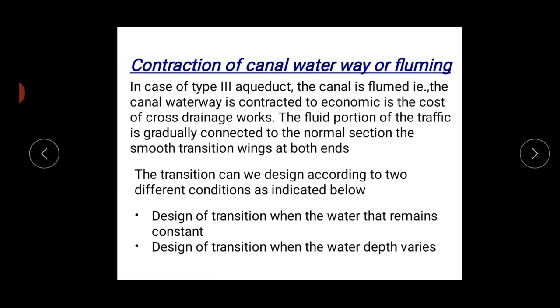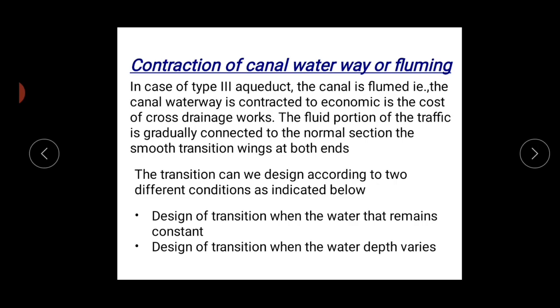The flumed portion or the trough is generally connected to the normal section with smooth transition wings at both the ends. So here what happens, the contraction of the canal waterways, although it reduces the barrel length or the width of works, involves the provision of extra transition wings.